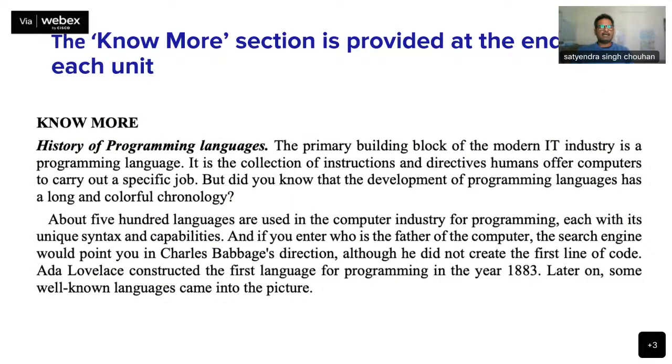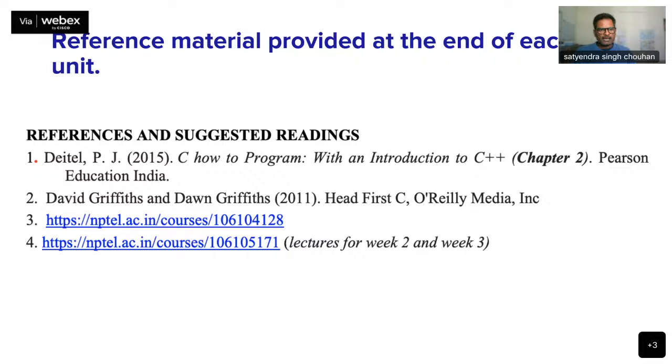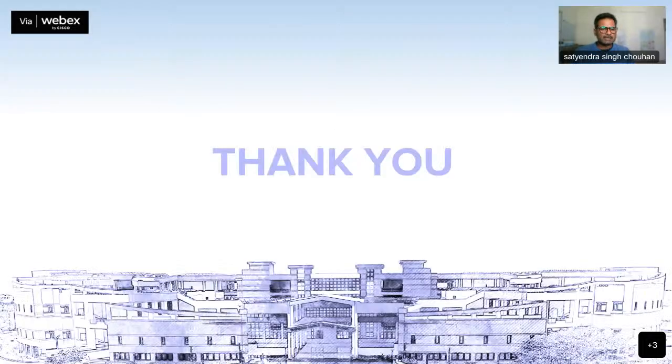And towards the end of each unit, there is a "No More" section that gives the idea of extra knowledge of the programming language that is beyond the course content, and the readers can read these sections for knowledge about programming. This one particular snapshot from the first unit shows when the programming language was started. And apart from the "No More" section and the video lectures, if readers want to read further, references and suggested reading are also provided at the end of each unit. So these are the main key features of the book.